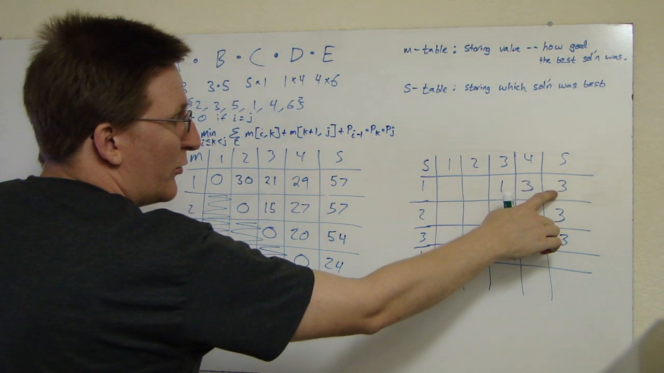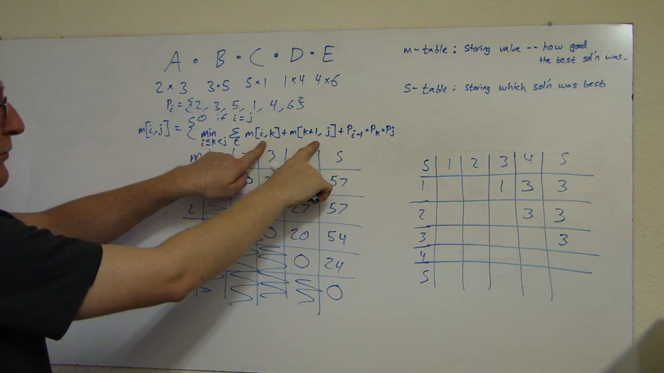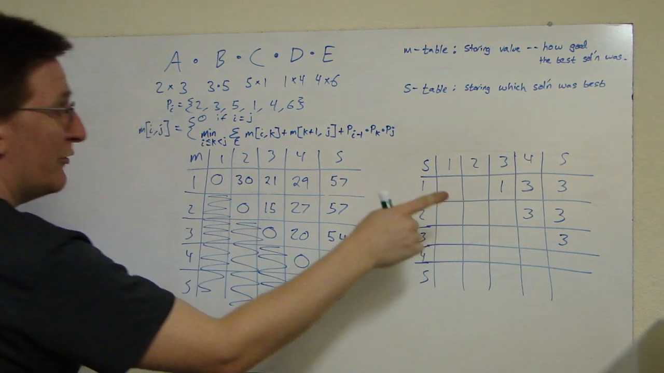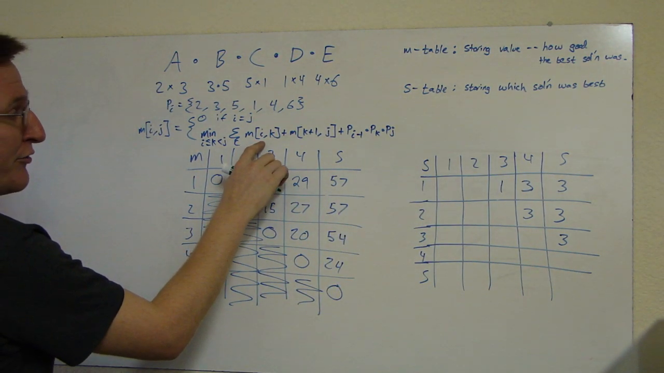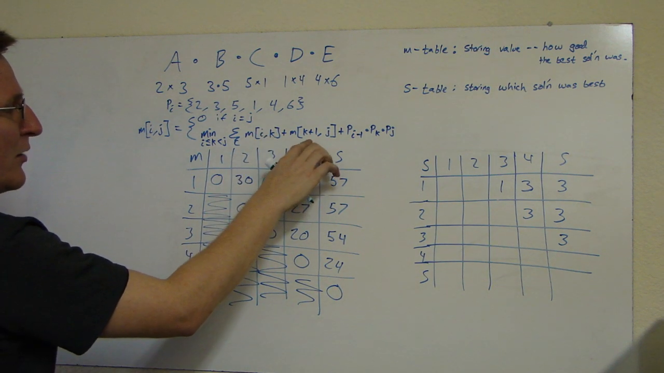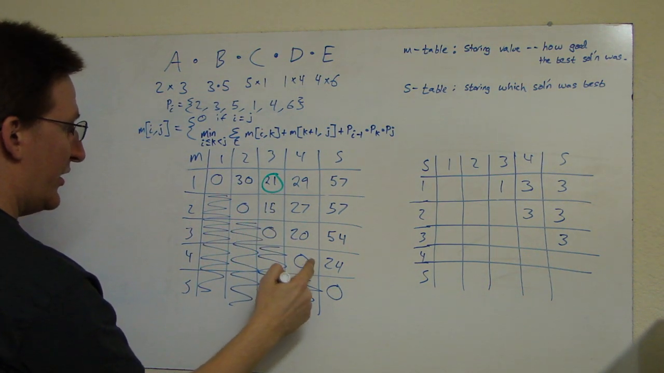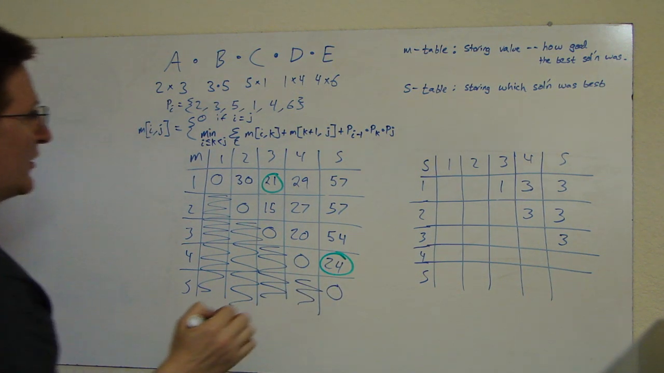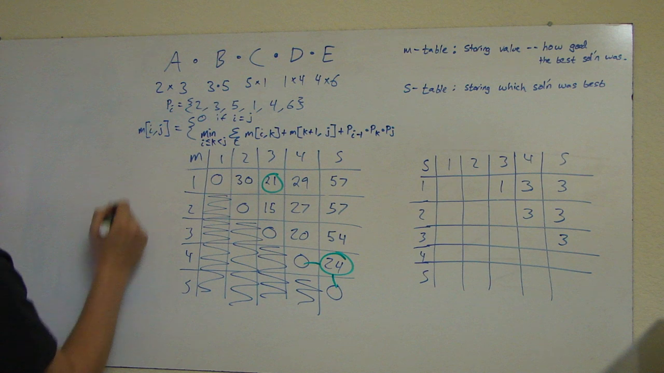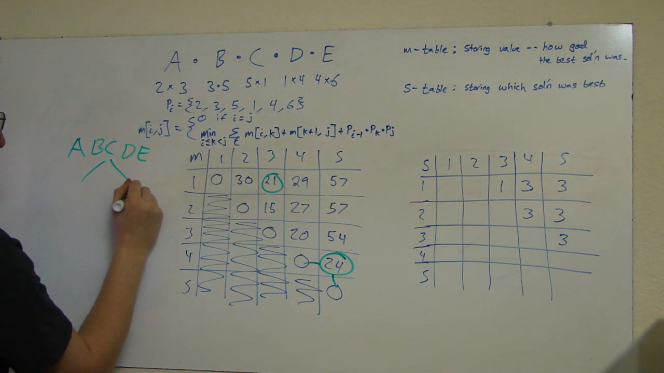So, in our S table, we see that when we calculated this 57, we had a k value of 3. That means that these are the two matrices that we multiplied together. So, which ones were they when k was 3? Well, i was 1, j was 5, and k was 3. So we have m of 1, 3, which is this one here. And we have m of 4, 5, which is this one here. So, this matrix is simply D times E.